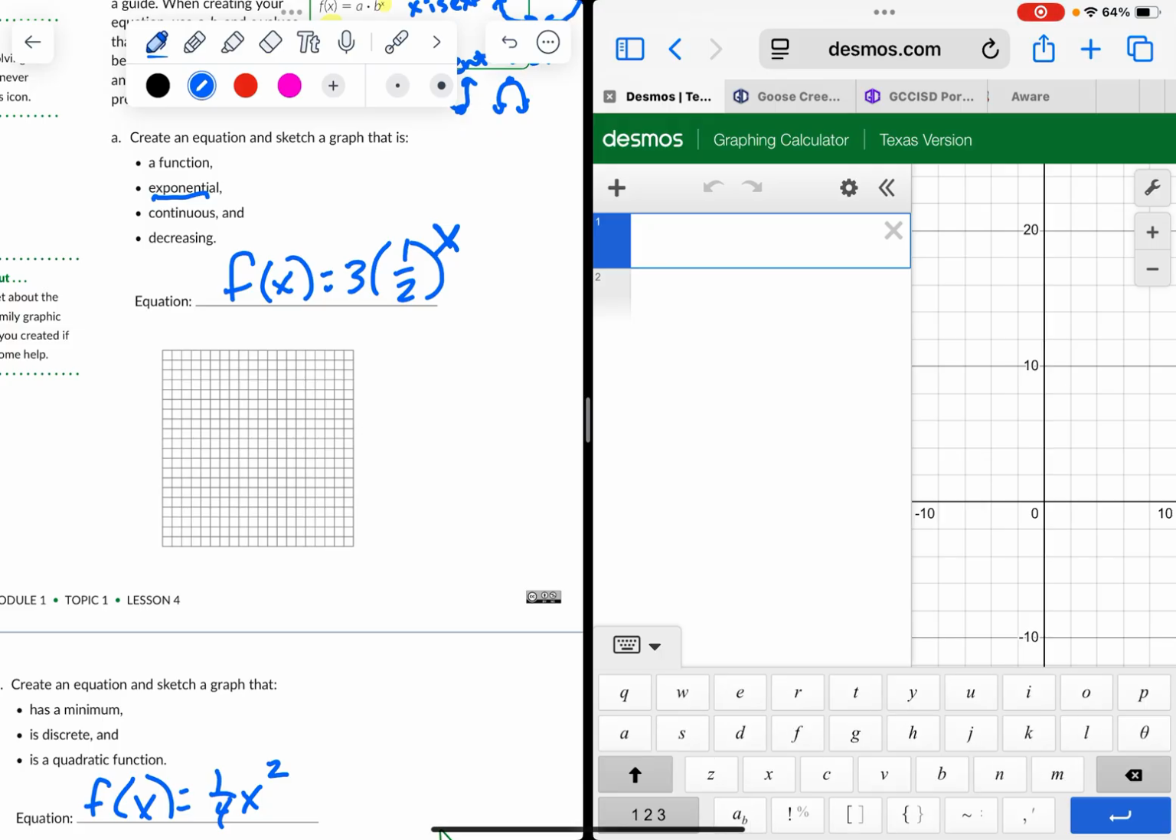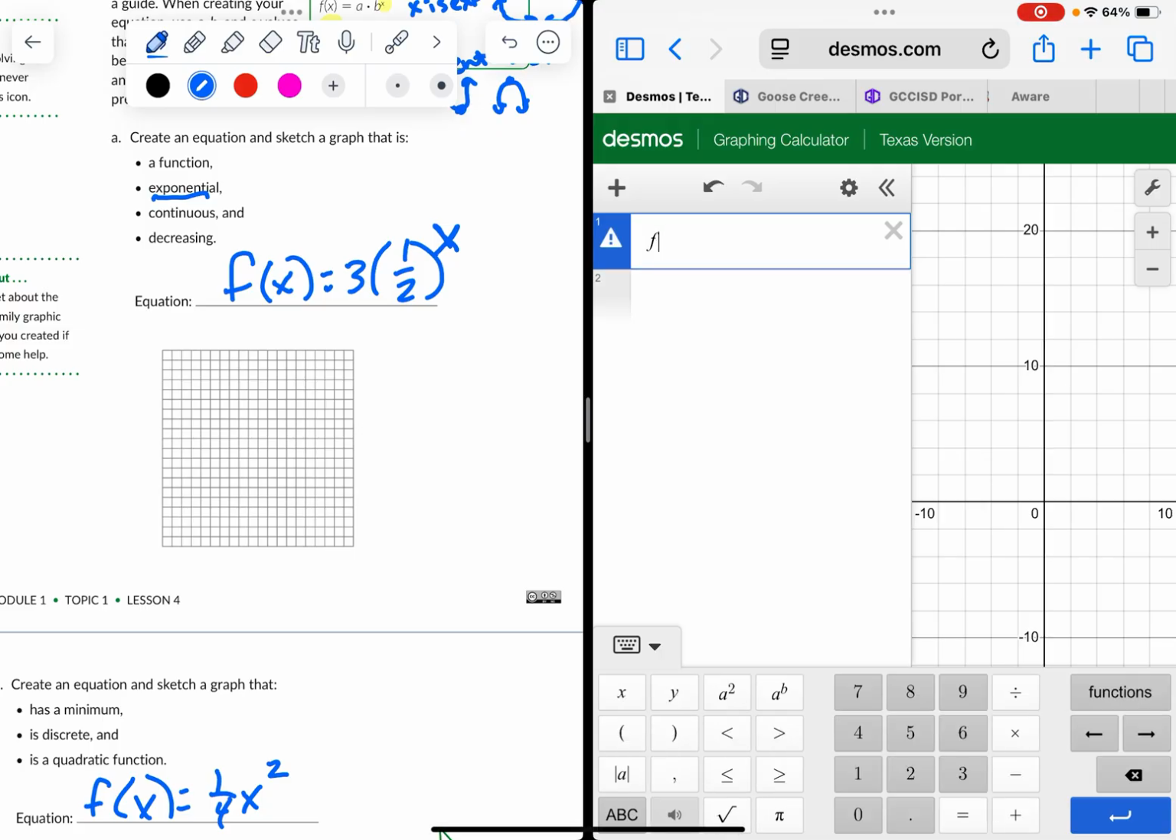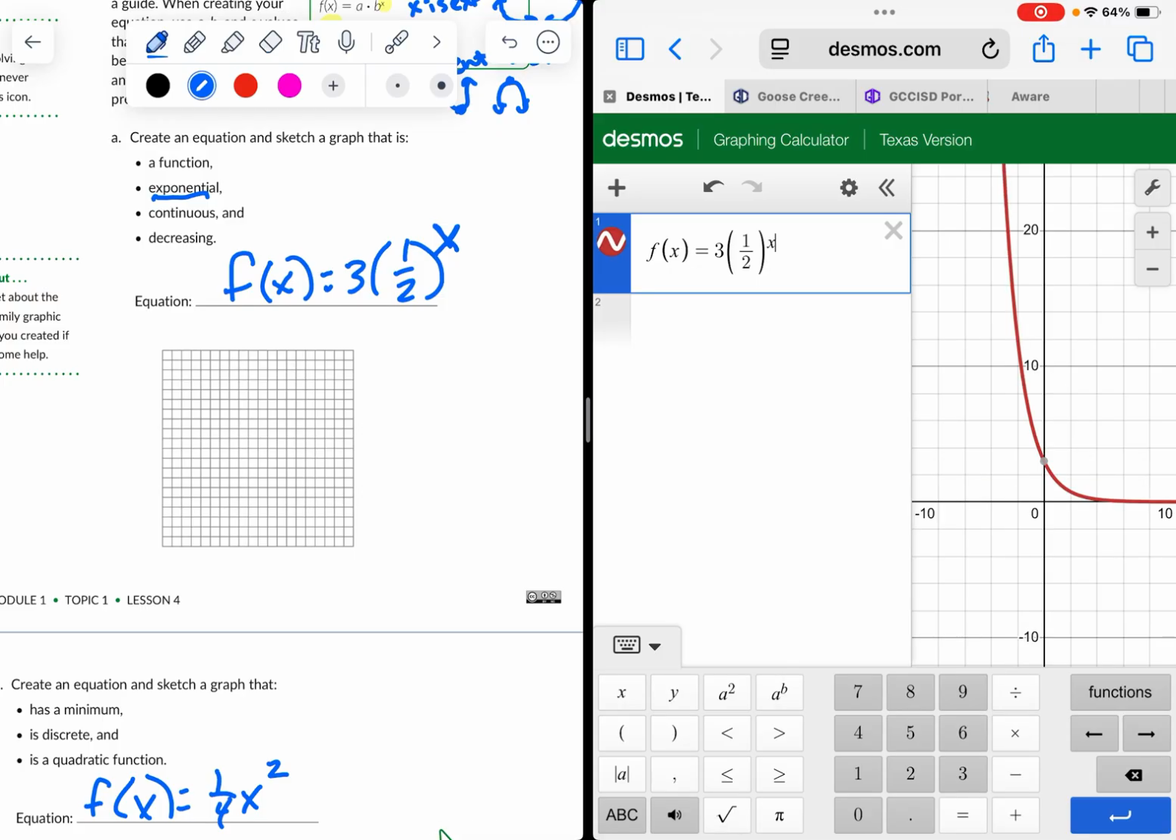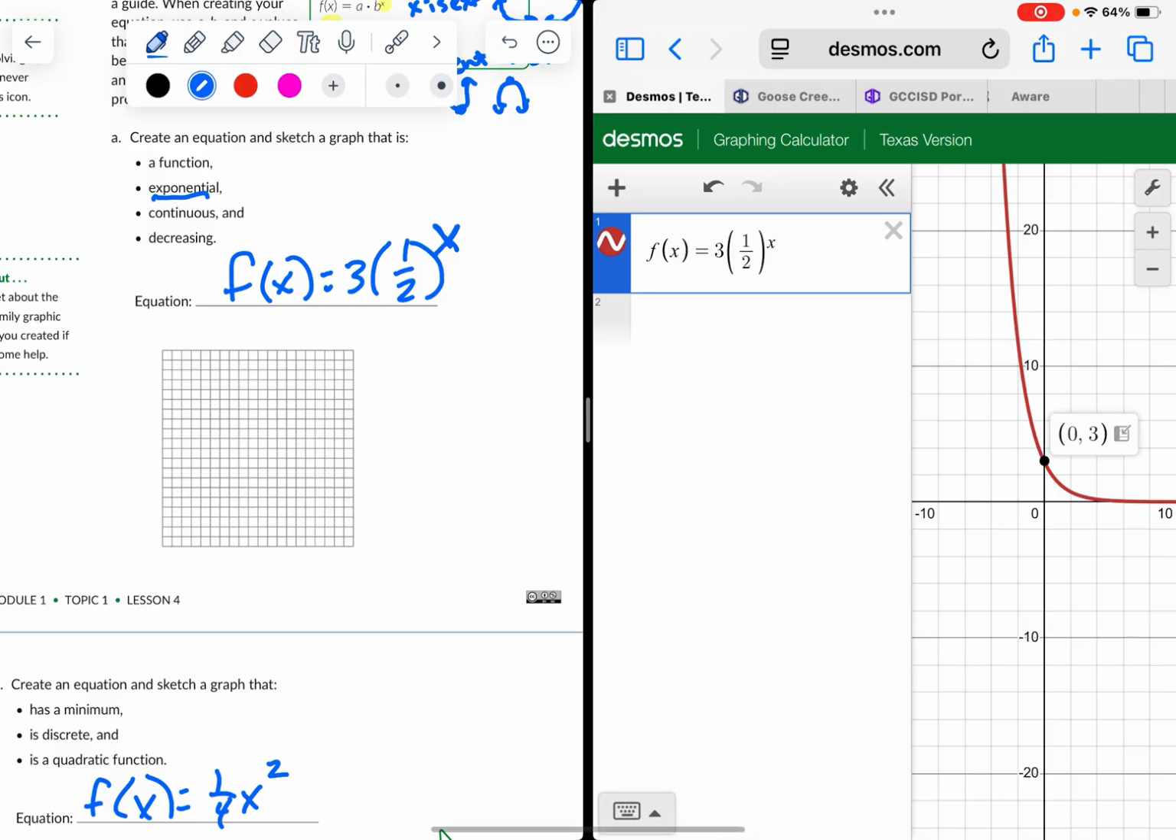So I'm going to do f of x equals 3, and then I'm going to put the 1 divided by 2. Make sure you arrow out of the fraction to get out from under it. And then I'm going to use the A to the B button to put an x up there. And as you can see, this is an exponential function. It is decreasing. I'm going to go find my y-intercept.